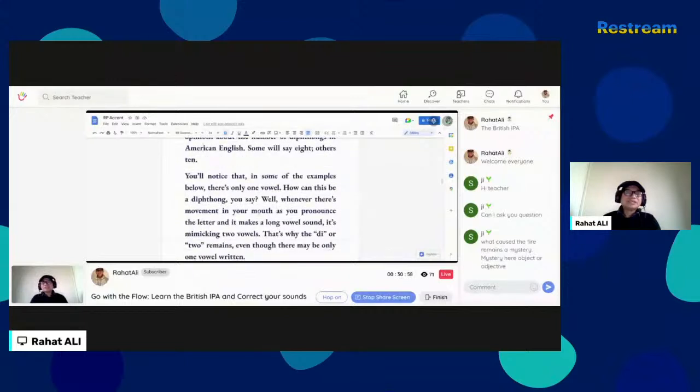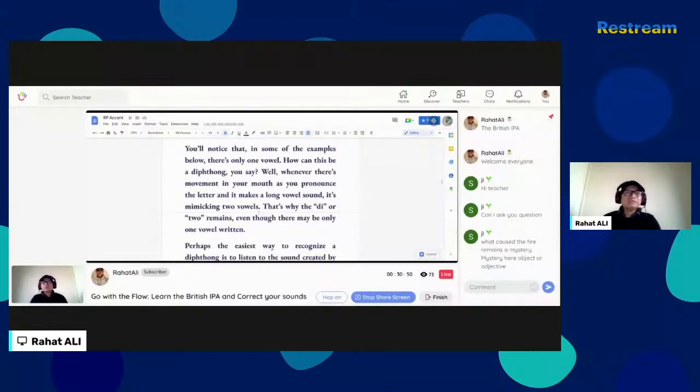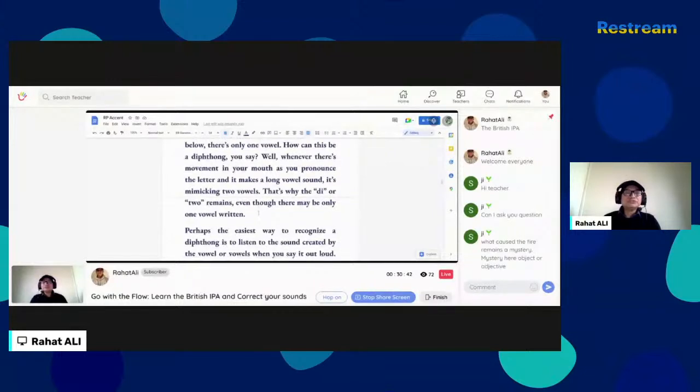You'll notice that in some of the examples below, there is only one vowel. How can this be a diphthong, you say? Well, whenever there is a movement in your mouth as you pronounce the letter, it makes a long vowel sound. It's mimicking two vowels. That's why the di, or two, remains, even though there may be only one vowel written.